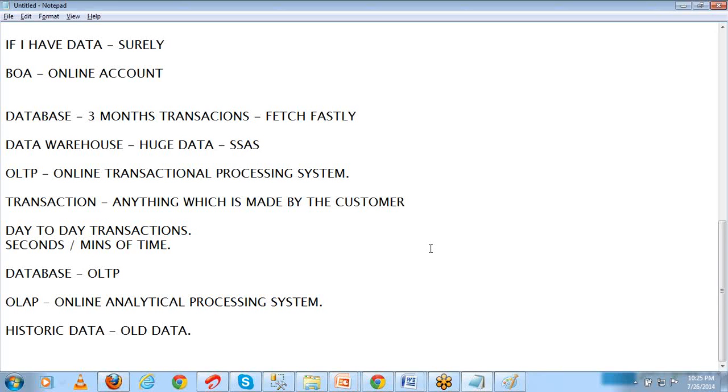Blindly I don't buy. Why? Because that's my money, I am investing in a share. For that I have to consider history data. Some sites, like Reliance Money, give history data in the form of a graph. The graph will show when the particular share started, on which date, and what the value was on that date.